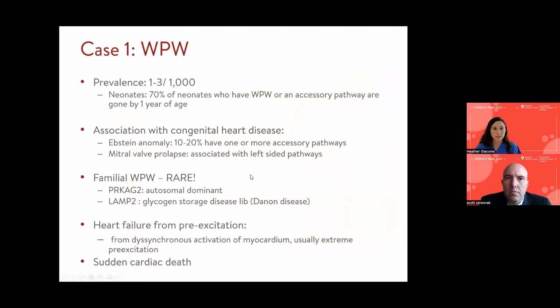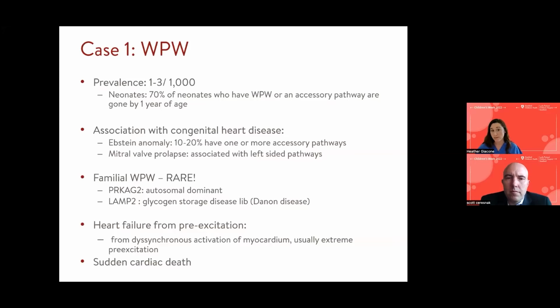So how many people have WPW? Based off of the current literature, we know that about 1 to 3 people out of about 1,000 have WPW. It is more common in the neonatal population. The embryology for that reason is we think that those fibrous rings of the tricuspid and mitral valves are actually immature at birth. And so neonates can be born having those small areas where that myocardium still allows for electrical conductivity. And about 70% of neonates who do have accessory pathways or WPW, they're gone by 1 year of life.